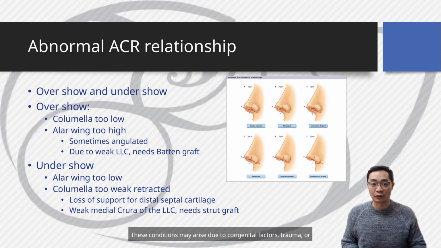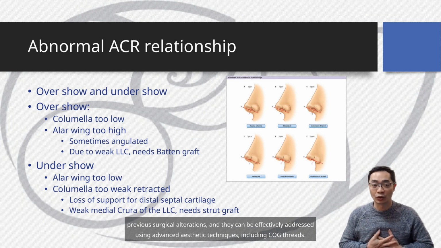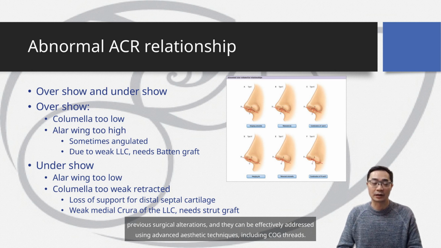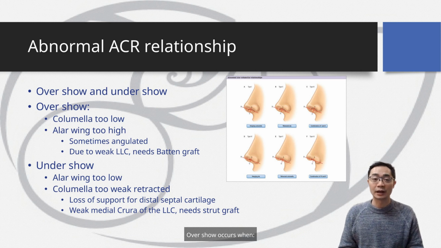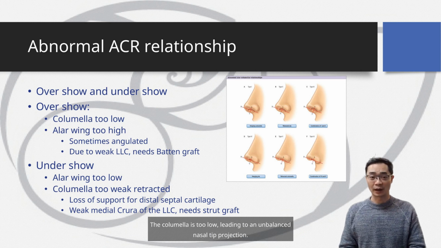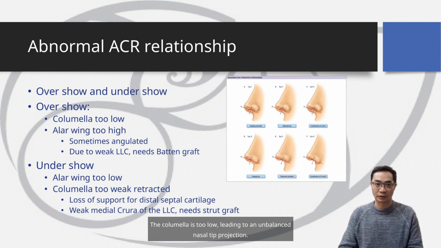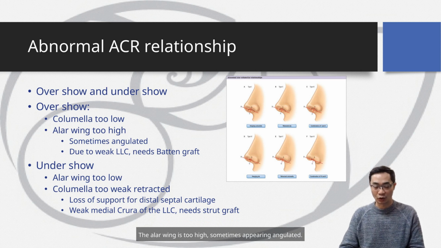These conditions may arise due to congenital factors, trauma, or previous surgical alterations, and they can be effectively addressed using advanced aesthetic techniques, including COG threads. Overshow occurs when the columella is too low, leading to an unbalanced nasal tip projection. The alar wing is too high, sometimes appearing angulated.